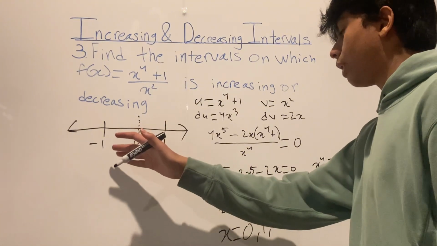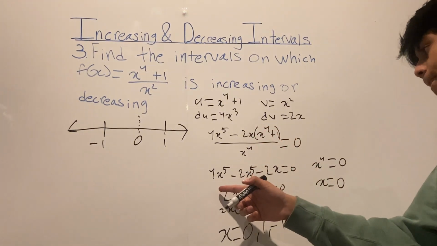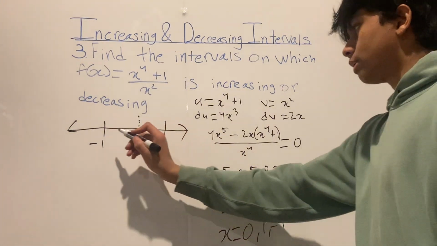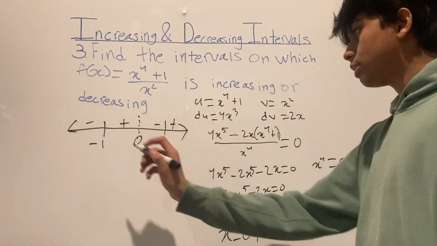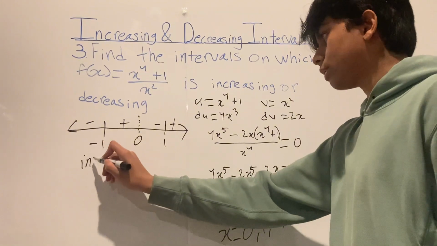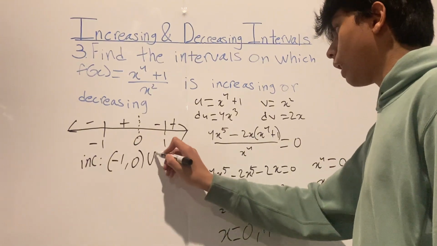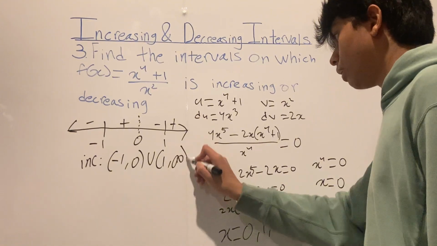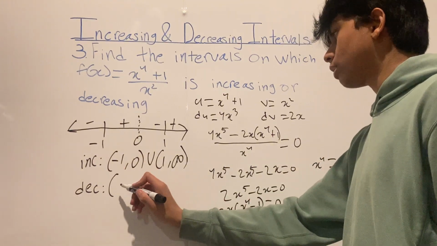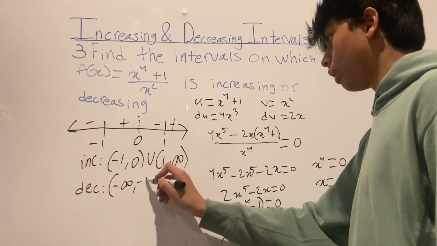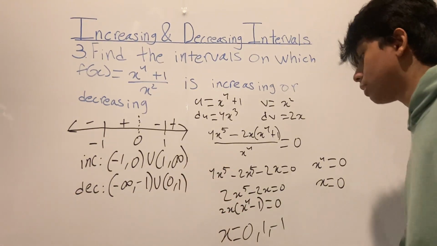When you plug values from these intervals into f prime of x, this is going to be the outcome: negative, positive, negative, and positive. So now we can say the intervals where f of x is increasing are negative 1 through 0 and 1 through infinity. And where f of x is decreasing is negative infinity to negative 1 and 0 through 1. And this is our final answer.